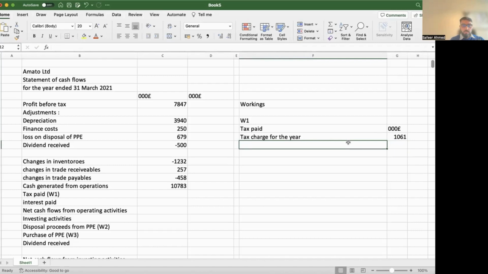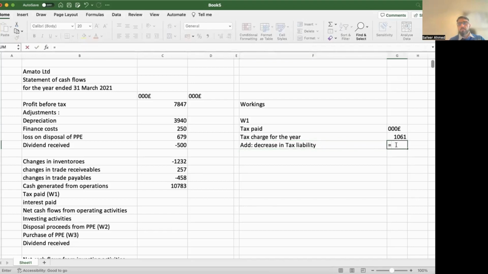So if you look at the tax liability, you can see that last year it was 1170, this year is 1078. So which is a decrease. So decrease in tax liability. Now remember, if it would have been an increase, we would have deducted it from here. Okay, so the decrease in tax liability, which is the two years' amounts, you can see. So the first one is 1170.